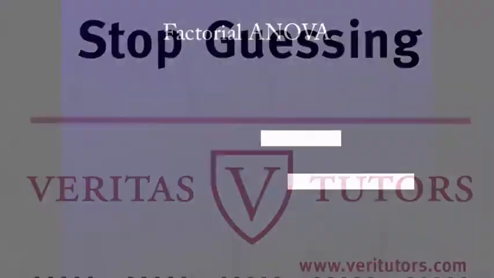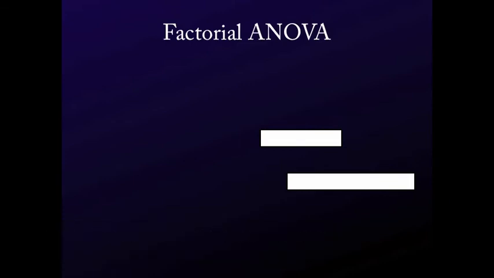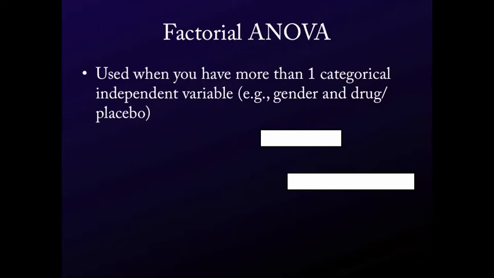Alright, so Factorial ANOVA is really just an expansion of a one-way ANOVA. In a one-way ANOVA, you have one independent variable, but you would use a factorial ANOVA when you have more than one independent variable. Importantly, these independent variables need to be categorical. That is, they need to be nominal or made up of categories, such as gender or drug versus placebo. They themselves can't be continuous, or you would have to use regression. But when you have one or more categorical independent variables, you're going to want to use Factorial ANOVA.